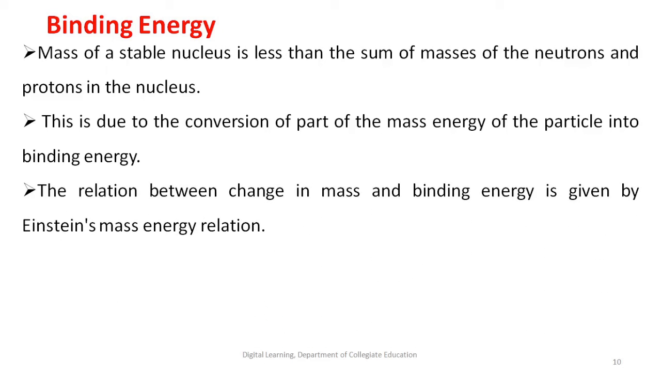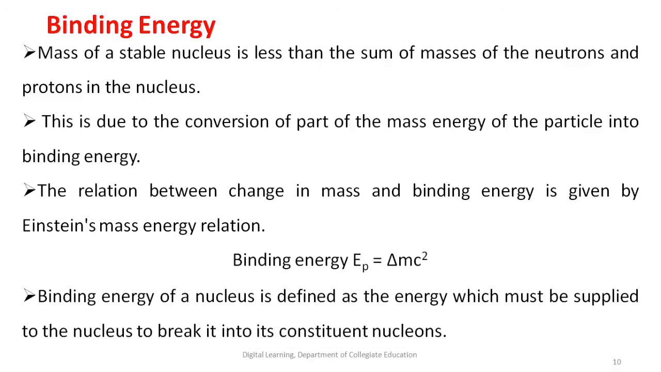The relation between change in mass and the binding energy is given by Einstein's mass energy relation, that is binding energy EB will be equal to delta m c square, where delta m is the mass defect. The binding energy of the nucleus is defined as the energy which must be supplied to the nucleus to break the nucleus into its constituent nucleons.